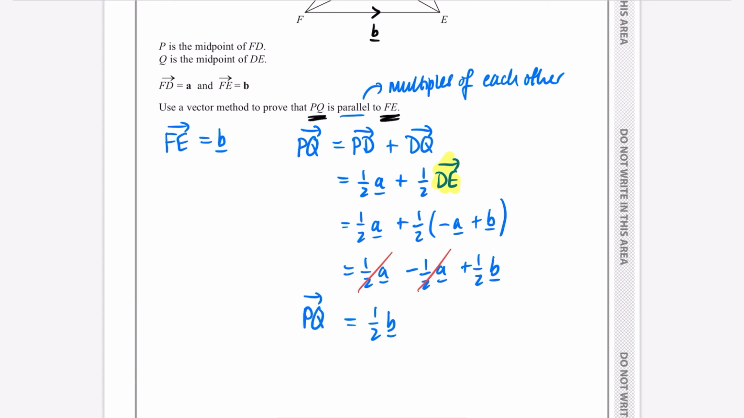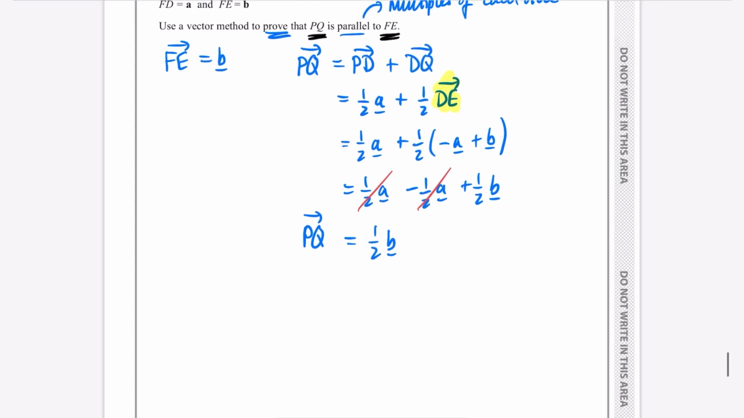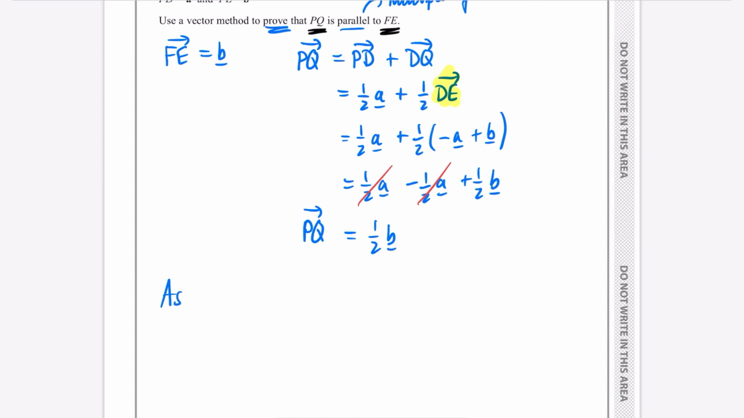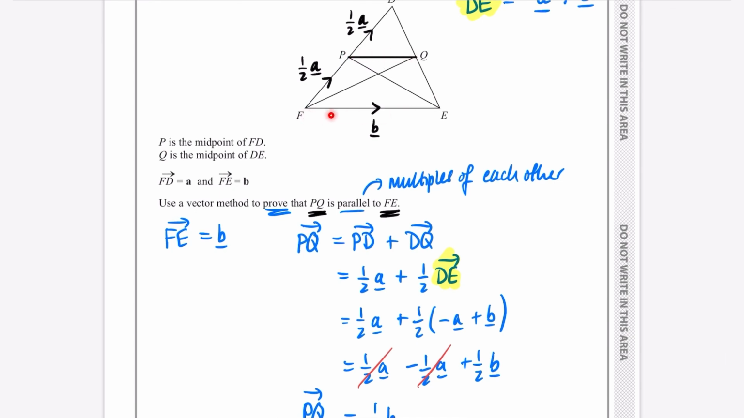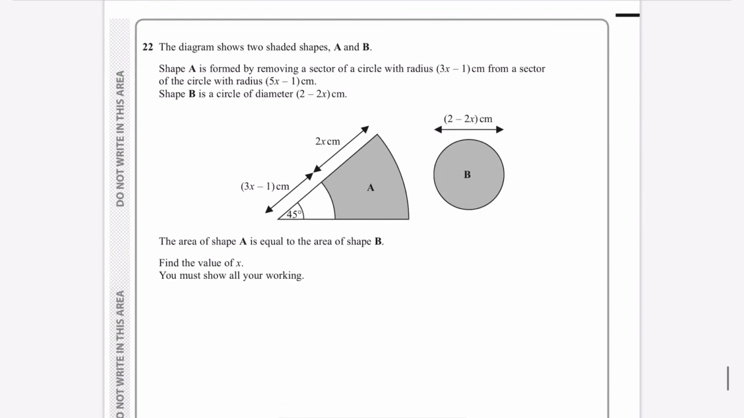Because it's a proof question, we just need to finish off by writing a sentence. Because this one and this one are multiples of each other, they are therefore parallel. So I'm going to say that PQ is equal to a half of FE, so they are parallel. And in fact, we know even more than that. Not only are they parallel, but the length of PQ is half the length of FE. So this line I've drawn here is half this one that we have. Okay? Now I'm going to have a look at question 22.